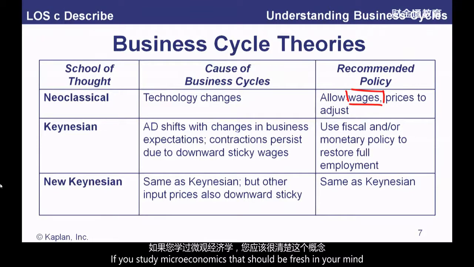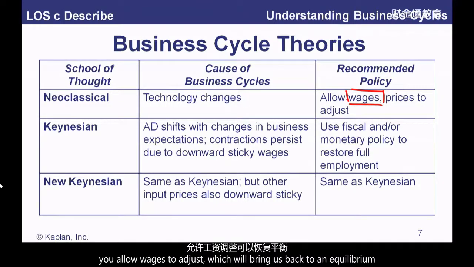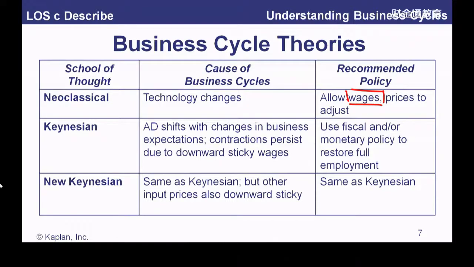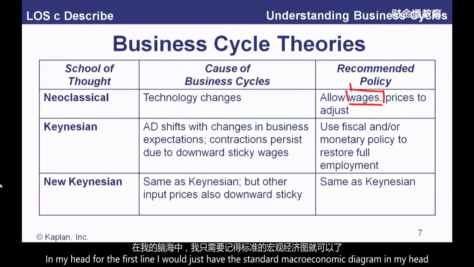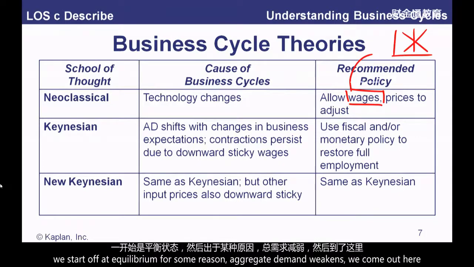If you've studied macroeconomics, that should be fresh in your mind. You allow wages to adjust, which will bring us back to an equilibrium. In my head, for this first line, I would just have the standard macroeconomic diagram in my head. We start off at the equilibrium.